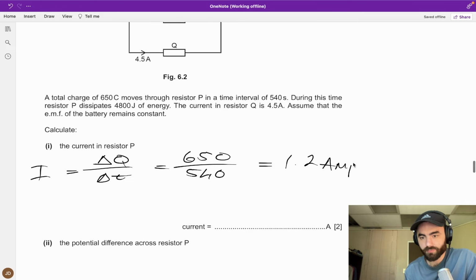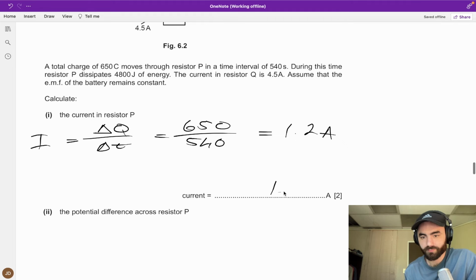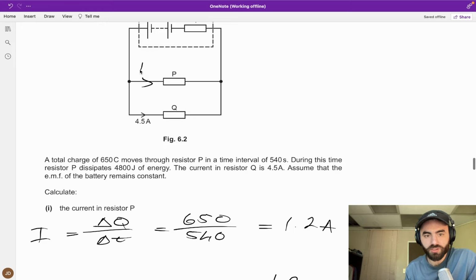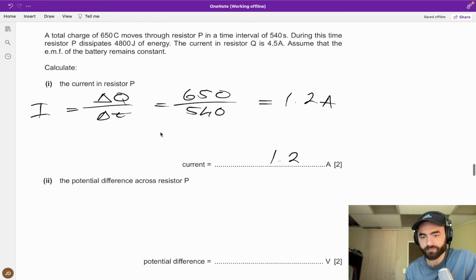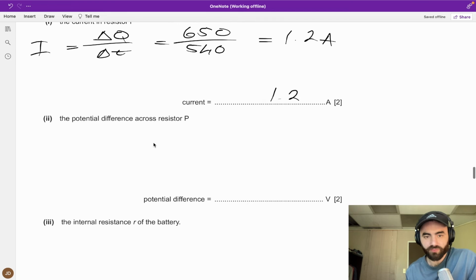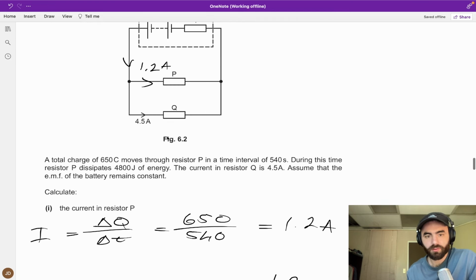0.2 amps. Okay. Right, so that means there's 1.2 amps flowing down here, and 4.5 flowing down here. But the sum of these two things will be the current flowing down here. Conservation of current. Potential difference across resistor P.